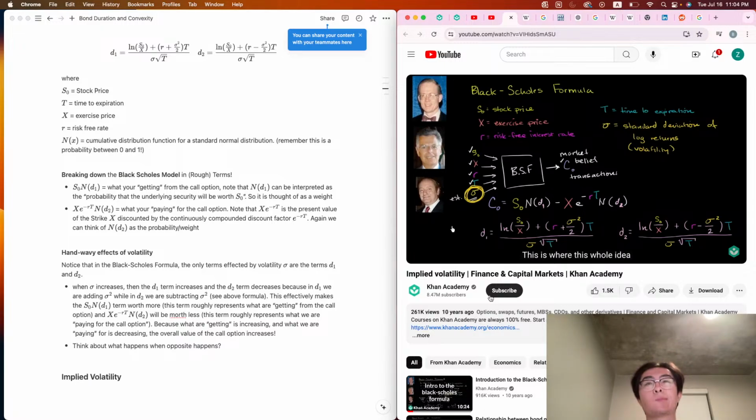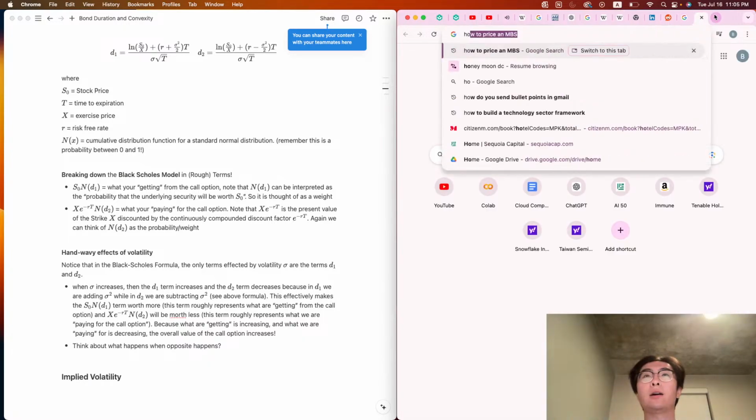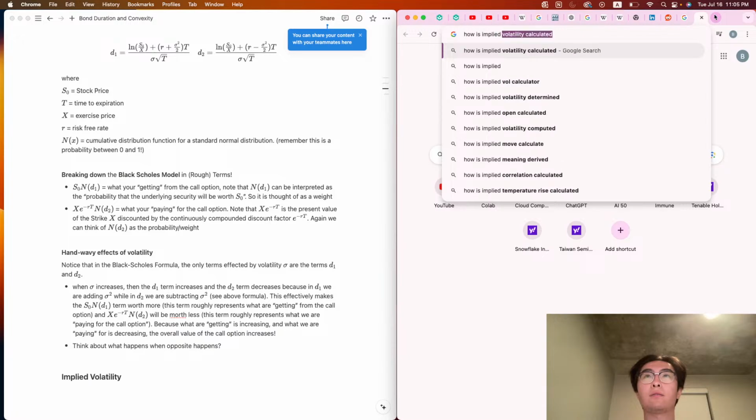And this is where this whole idea comes from when people talk about what is the volatility in the market, or even where are current volatility rates, or what does the market expect volatility to be? Well, how do we know what the market expects volatility to be? Well, we can look at what markets are trading options at, and we could look at all of this other. How is implied volatility calculated?